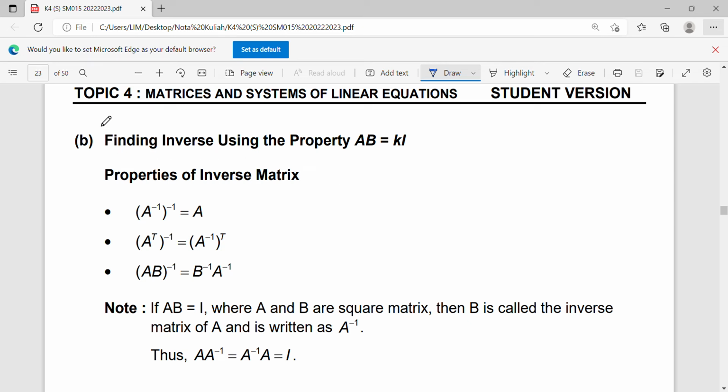Okay, so now we go for the second method, finding the inverse by using properties. When you find the multiplication of AB, we'll notice that we get a result related to identity, maybe 2 times identity, 3 times identity. So for sure it will be related to identity. Alright, here are some properties that we should know: A inverse times A gives you identity.